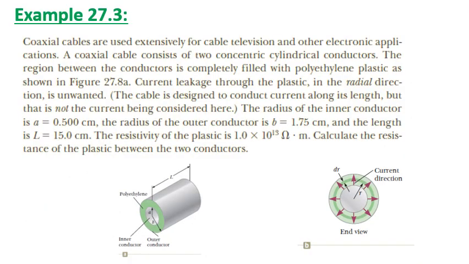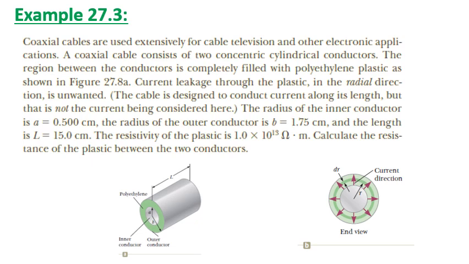Now this is example 27.3. Here we have a coaxial cable, used extensively for cable television and other electronic applications. Coaxial cables are cables that lie one inside another and whose axis is the same. So they consist of two concentric cylindrical conductors. The region between the conductors is completely filled with polythene.